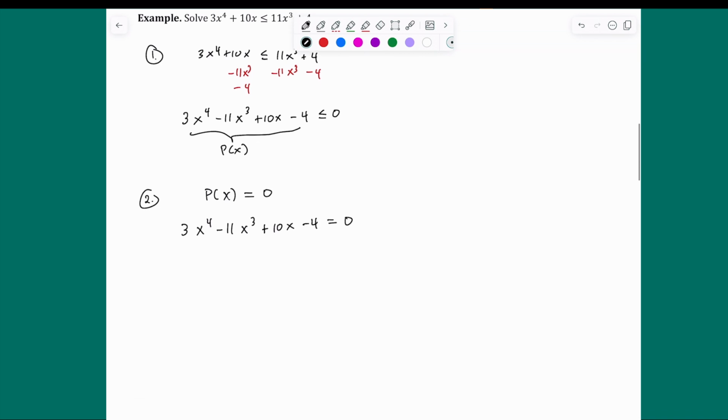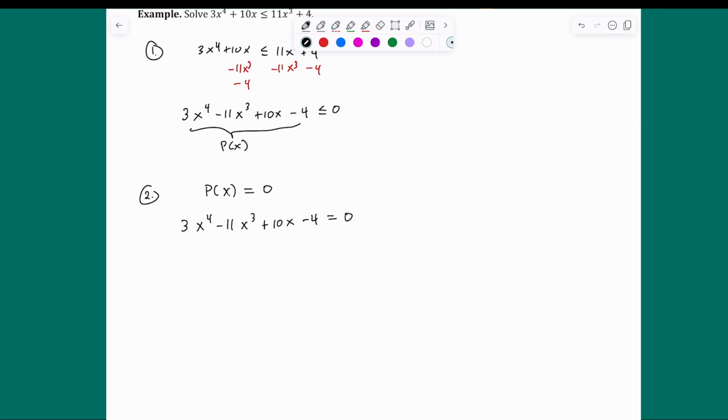The second step when solving a polynomial inequality is to solve the related polynomial equation, p of x equal to 0. To do so, we have to find the zeros, or real zeros, of this polynomial. In this case, it's not easy to see how to factor this, and therefore we're going to rely on some theorems that we've probably seen already, such as the possible rational zero test and Descartes' rule of signs.